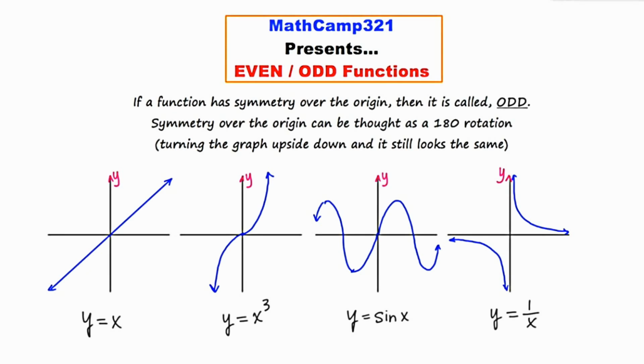But the first example here, this identity function, y equals x, does exhibit symmetry over the origin. If I were to turn the paper upside down, it would look the same as it would right side up. So this guy here is odd.